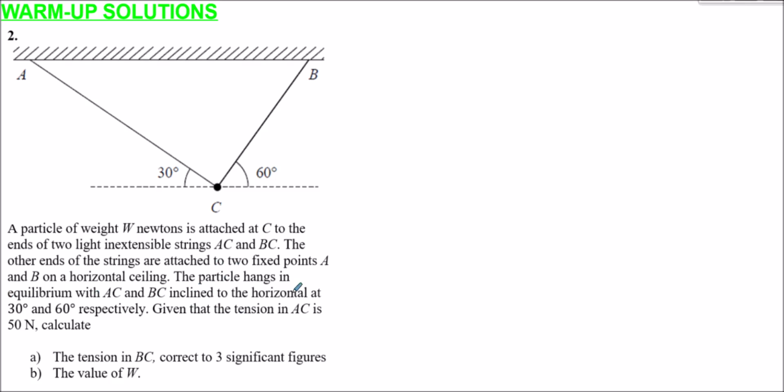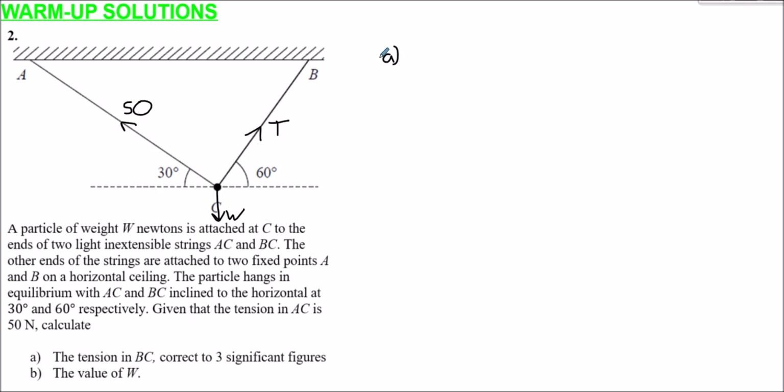Now, the tension in AC is 50 newtons, so I'm going to add on here 50, and we need to find the tension in BC, which we're not told, so I'm just going to add that in and call it T. I could call it T subscript BC, but because this is the only tension we're trying to find, there's not much ambiguity. We can just leave this as T. Now, W for weight will be acting down, obviously.